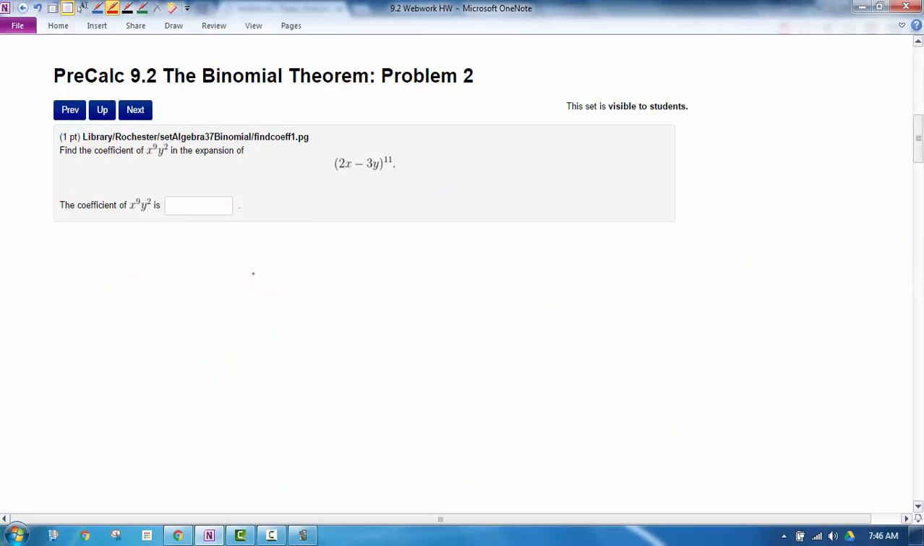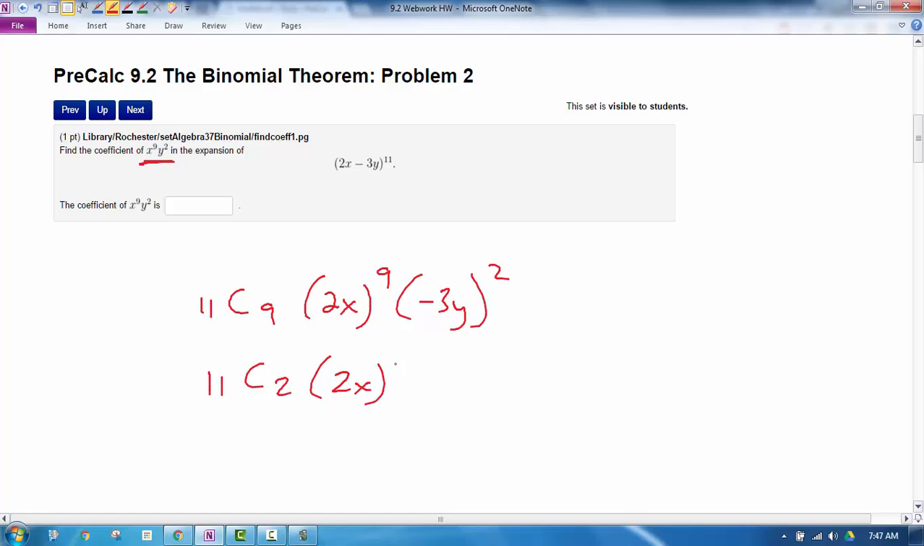Keep that in mind. So for the next problem, when it wants us to find the coefficient on just one term, that's x to the 9th y squared, then we could do 11c9 or 11c2. It doesn't matter. These are symmetric, so they're going to be the same. I'll do the 9, in which case this is 2x to the 9th power, and then negative 3y squared. So these will give the same thing.